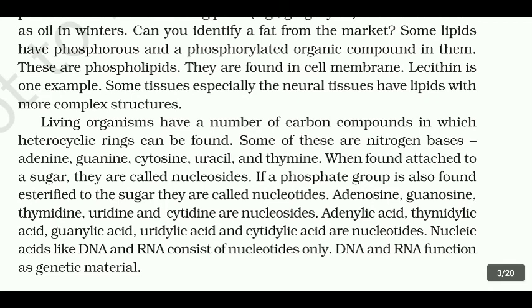Living organisms have a number of carbon compounds in which heterocyclic rings can be found. Some of these are nitrogen bases: adenine, guanine, cytosine, uracil, and thymine. When found attached to a sugar, they are called nucleosides. If a phosphate group is also found esterified to the sugar, they are called nucleotides. Adenosine, guanosine, thymidine, uridine, and cytidine are nucleosides. Adenylic acid, thymidylic acid, guanylic acid, uridylic acid, and cytidylic acid are nucleotides. Nucleic acids like DNA and RNA consist of nucleotides only. DNA and RNA function as genetic material.